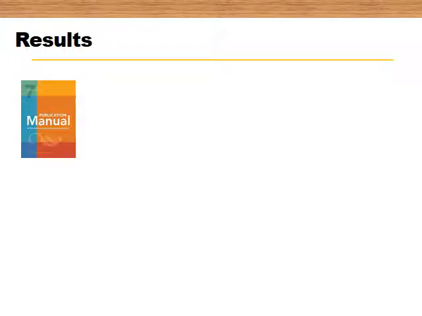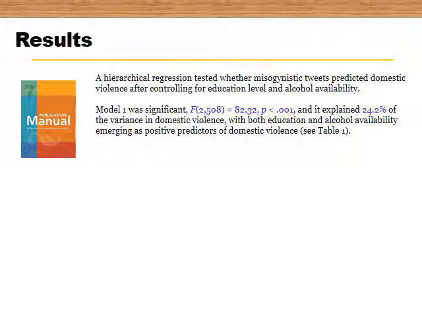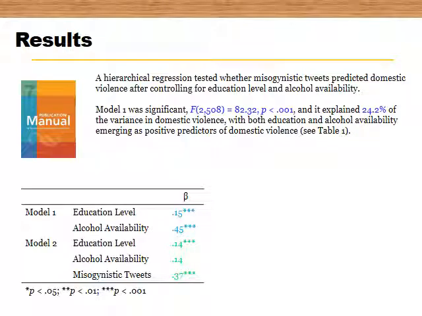So how will we write up our results? First, it's nice to start with a sentence that summarizes what we did. So we ran a hierarchical regression to see if misogynistic tweets predicted domestic violence even after controlling for education level and alcohol availability by including them in block 1. Model 1 was indeed significant. Those two predictors explained 24.2% of the variance, and both of them individually were significant predictors, as shown in Table 1.